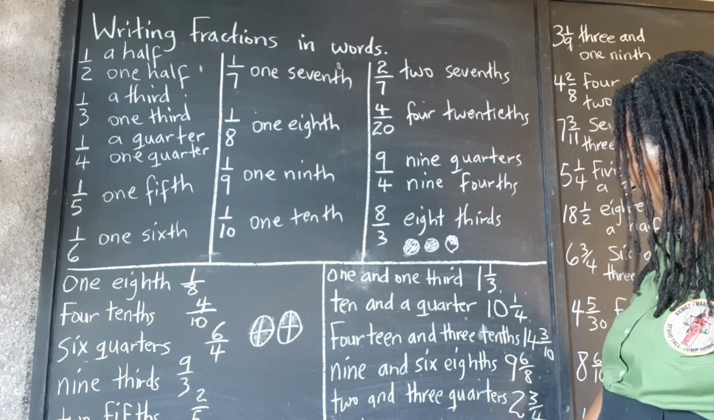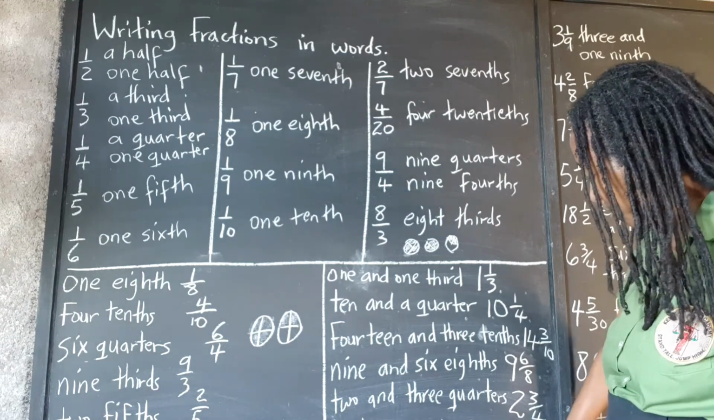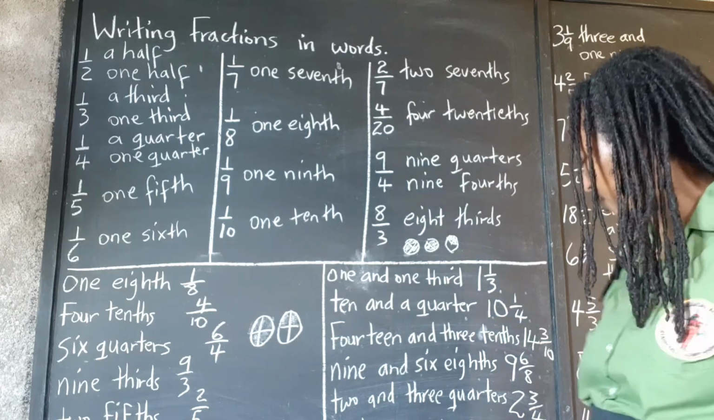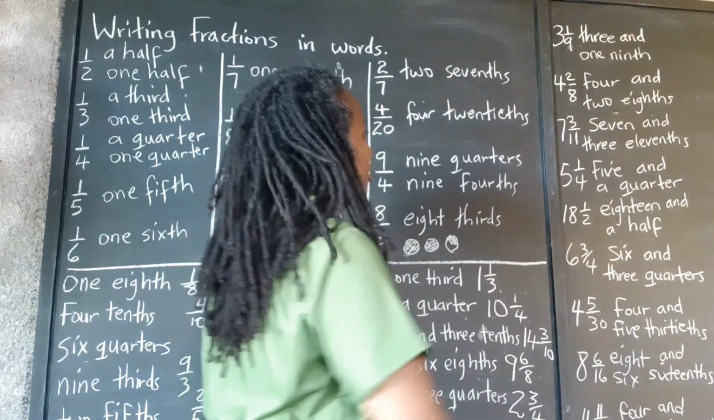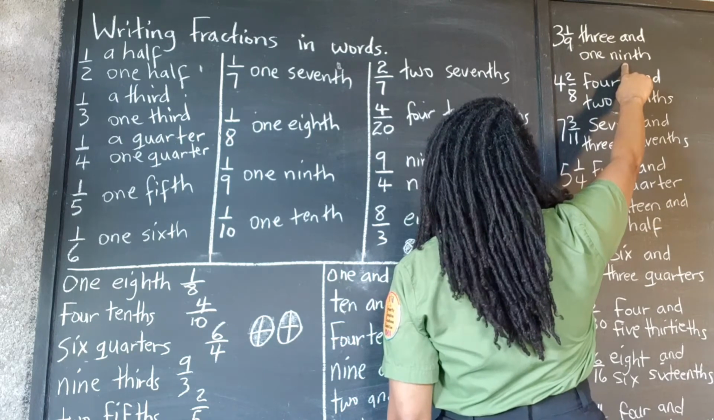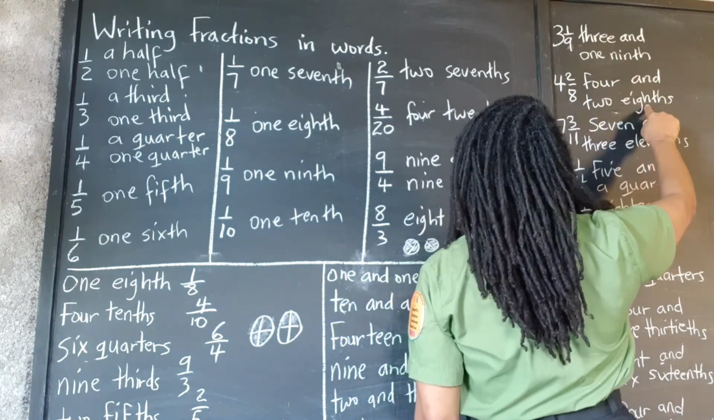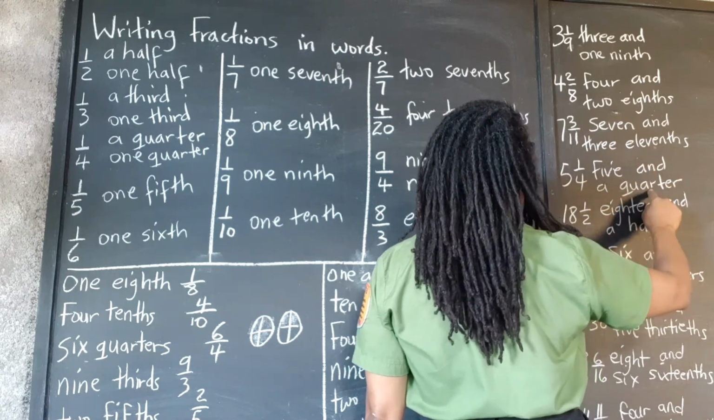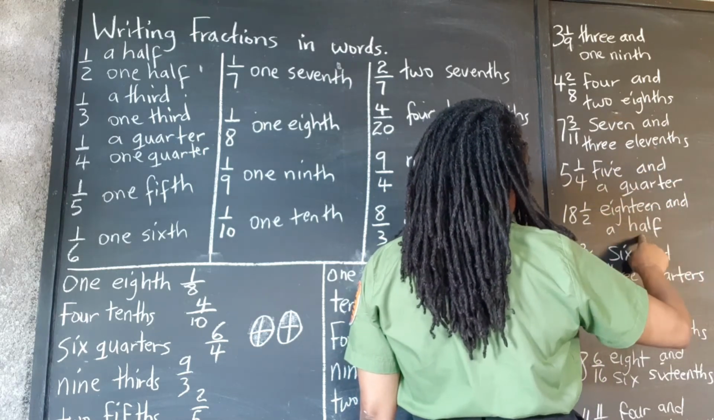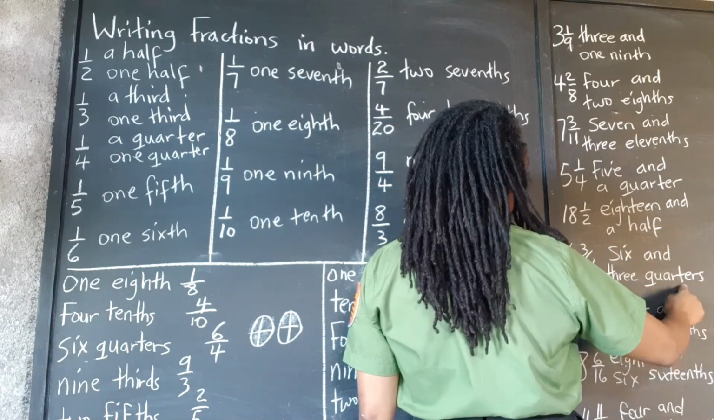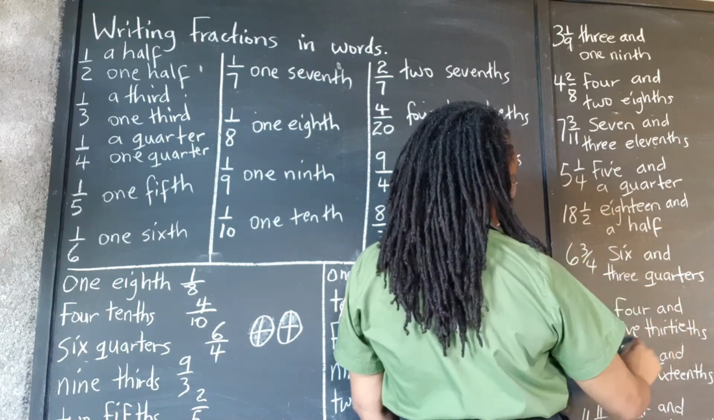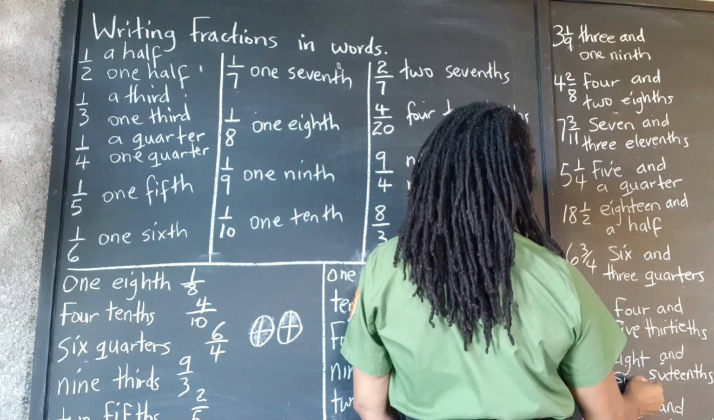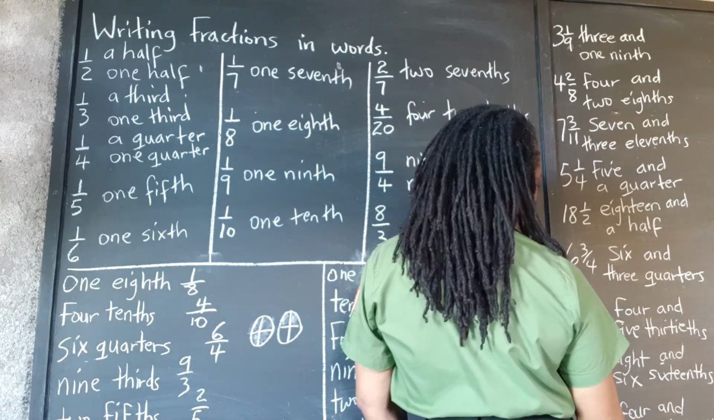Oh, sorry, I put 12 and 1/12. It's a good thing I'm coming back over this, right? So it's 12 1/2. That should be 12 and 1/2. 3 1/9, 4 2/8, 7 3/11, 5 1/4, 18 1/2, 6 3/4, 4 5/30, 8 6/16, 4 11/13.